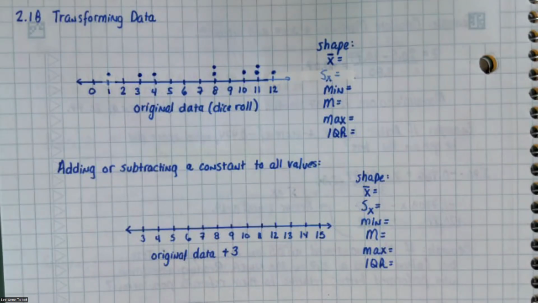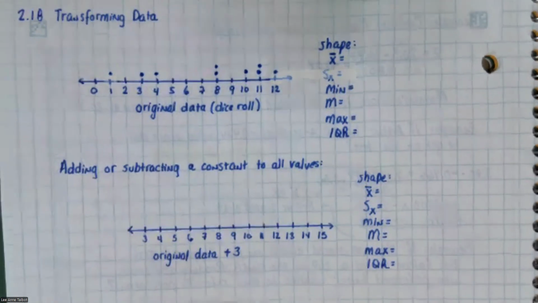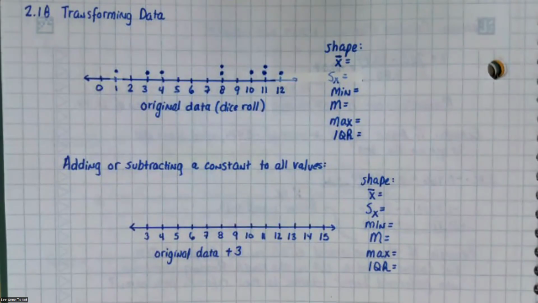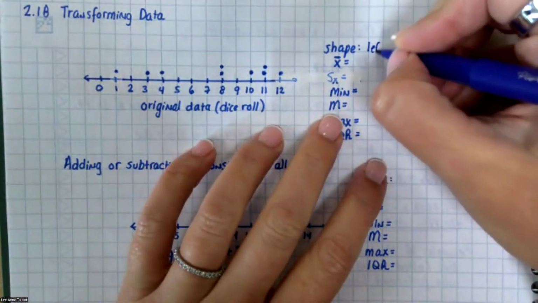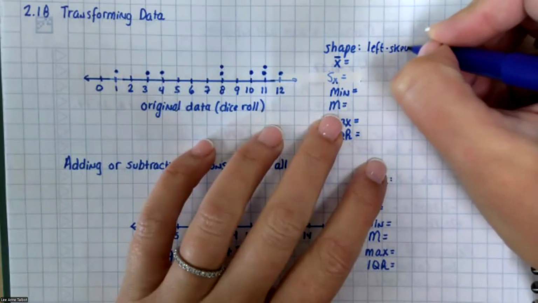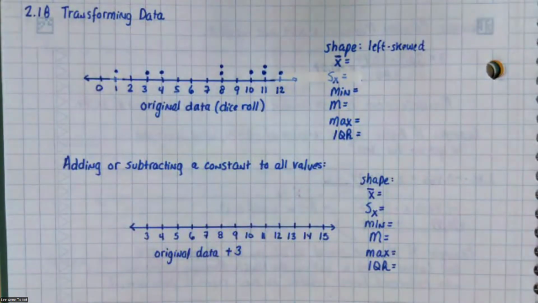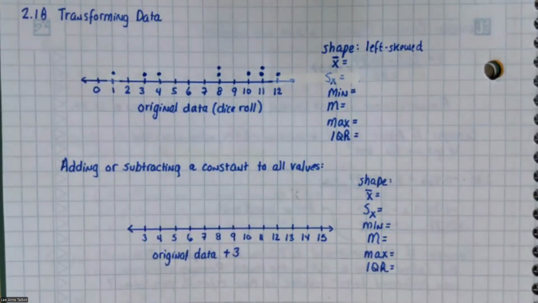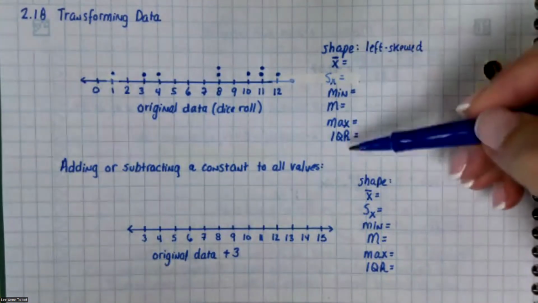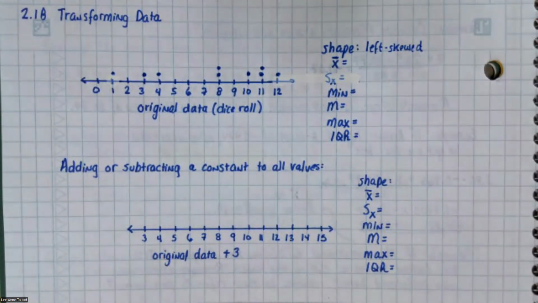So, okay, back to this. Okay, there's my dot plot. Okay, what shape do you think this is, guys? Left skew? Okay, so the next thing I would like you guys to do is put these numbers into L1 in the graphing calculator, please, and run one variable stats and fill in these values.